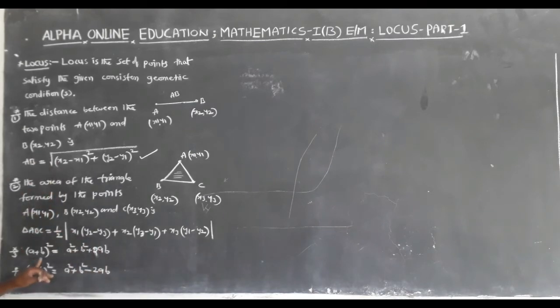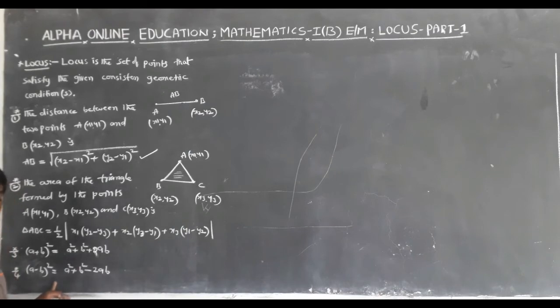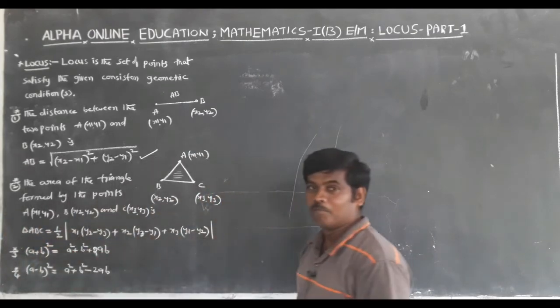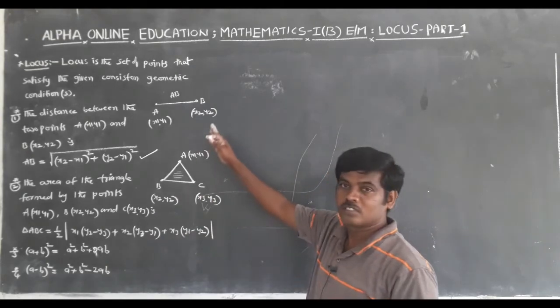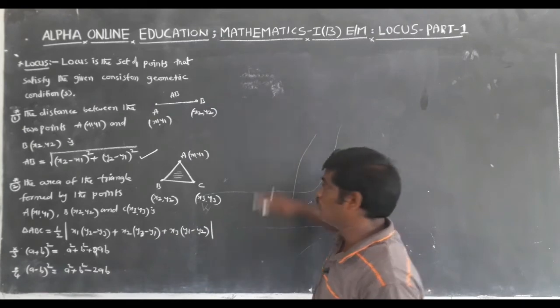Third one, (a plus b) whole square is equal to a square plus b square plus 2ab. Fourth one, (a minus b) whole square is equal to a square plus b square minus 2ab. These are the four formulas used in this chapter, locus.